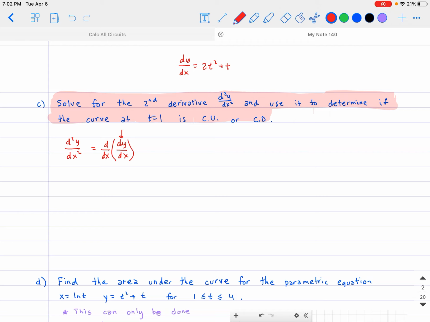But the problem is the equation on the right-hand side is with respect to t. So that means I can't take the derivative with respect to x. But let's do a little bit of algebra manipulation so we can work around it. So here, what I'm going to do is say d dx, and now I am going to multiply top and bottom by something over here.